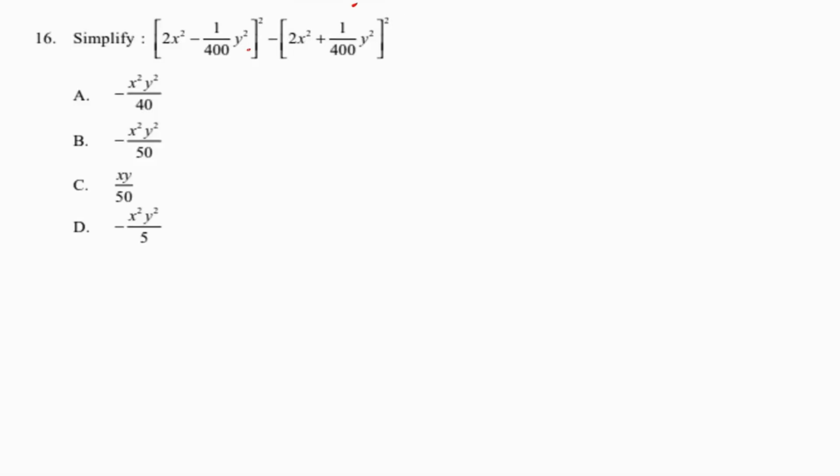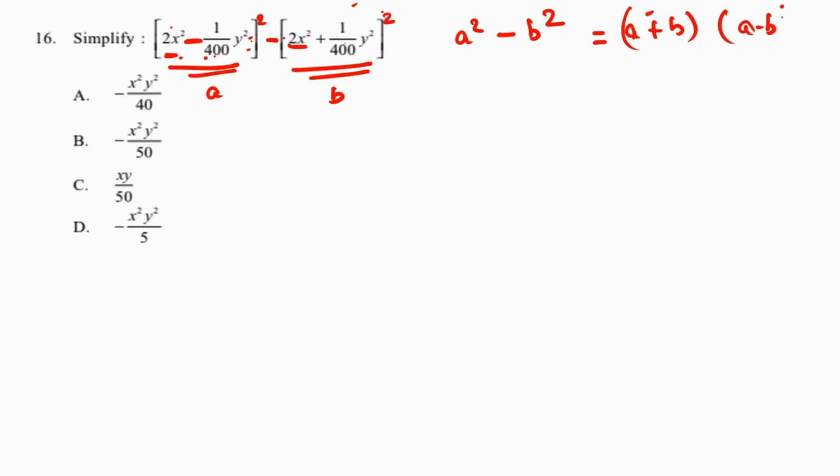Moving on to the next question, number 16. Over here is an expression given which we need to simplify. So if you observe, it's the same terms, (2x square minus 1 by 400 y square) plus 1 by 400 y square, whole square, over here in both the cases. So over here, we can use the formula of a square minus b square, where this complete thing can be considered a and this can be considered b. So the formula for a square minus b square is a plus b multiplied to a minus b. That's the formula. So let's put into the formula.